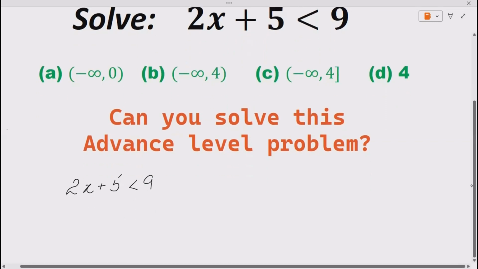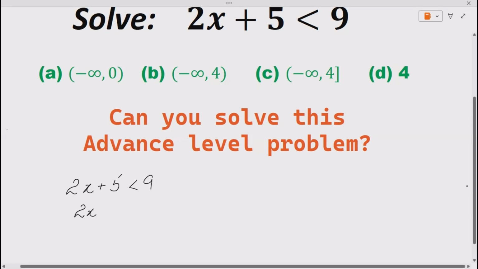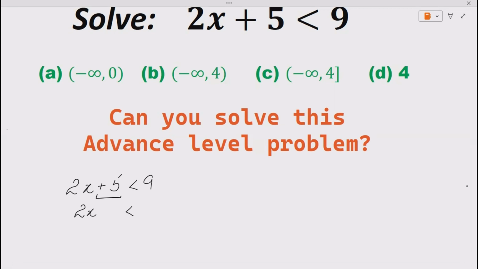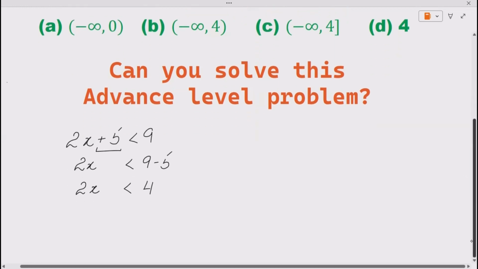So we have to solve 2x plus 5 less than 9. What we have to do is keep the variable x on the first side and shift all the other things to the other side. So here we keep 2x, with the less than sign in its position. We have plus 5, which we subtract from both sides. So 9 minus 5, which gives us 4. So now we have 2x less than 4.